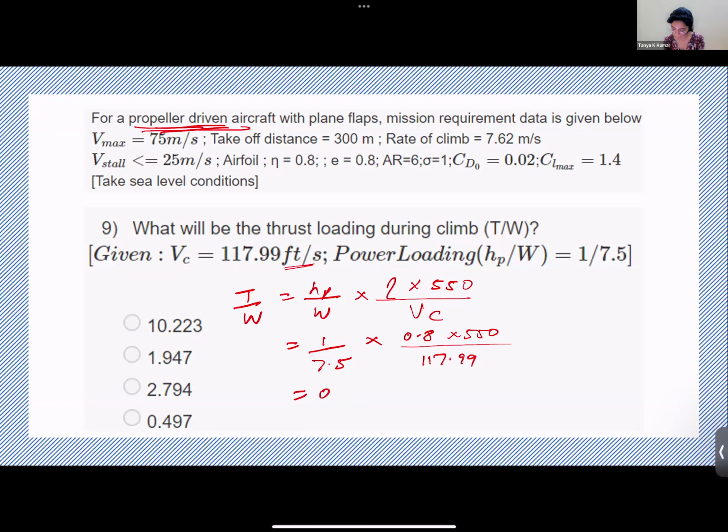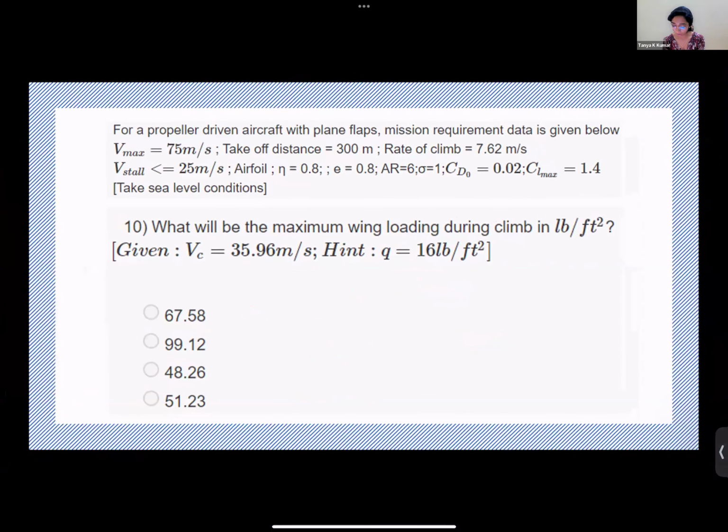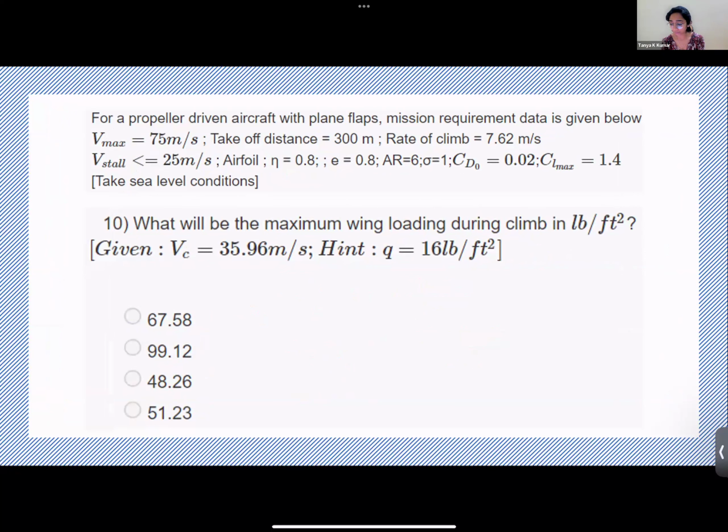Okay, is anybody else getting another answer? So 0.497. Let me know if we're going wrong somewhere. We can always get back to it. And let me know if you're getting a different answer. We can see. Okay. Next question. I think this is the last in the series. What will be the maximum wing loading during climb in pound per feet square?